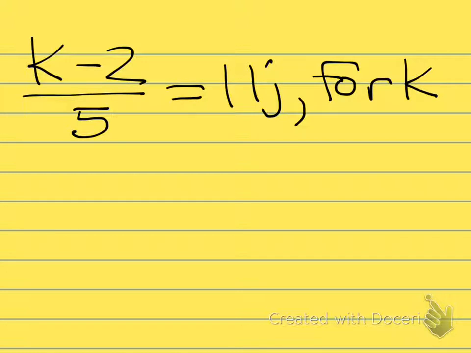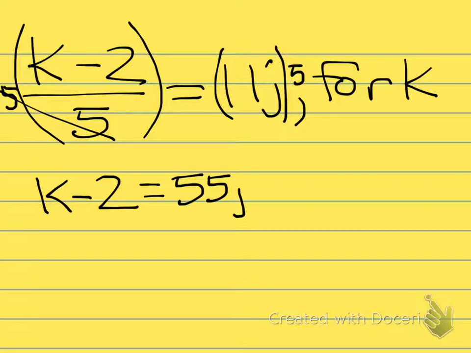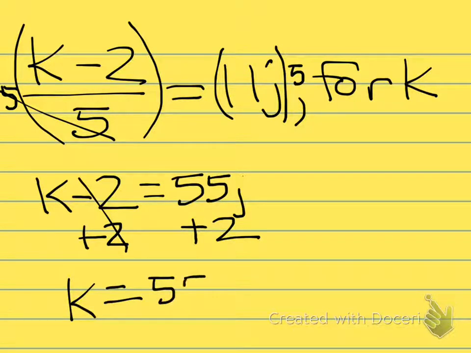Now this one we are going to solve for k. So we need to cancel out the 5, and we also need to cancel out the minus 2. So I'm going to start with the denominator. That would mean I would multiply, since that's divide by 5. So I'm going to multiply by 5 on both sides. Now I have k minus 2 equals 55j, because I did 11 times 5. Then I would just need to cancel out the 2 to have k by itself, so I would add, and I get k equals 55j plus 2. And that would be my final answer.